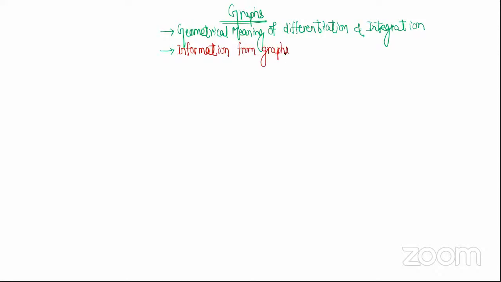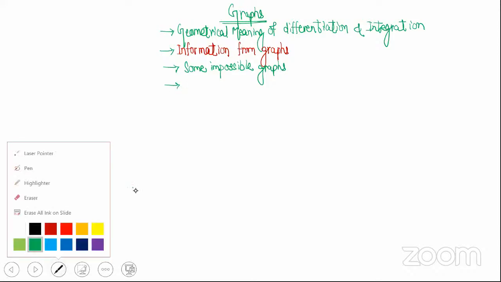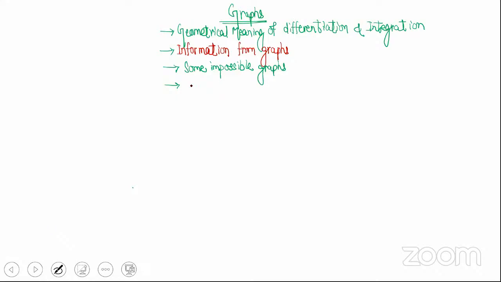ग्राफ दिया होगा, वो ग्राफ में से कौन सा इंफॉर्मेशन मिलेगा, वो इंटीग्रेशन डिफरेंशिएशन यूज करके निकाल सकते हैं, राइट? देन वी विल स्टडी some impossible graphs. कौन सा ग्राफ पॉसिबल नहीं है, क्यों नहीं है, impossible graphs. Then we will study graphs of some standard motion or some standard graphs. कुछ जाने पहचाने मोशन के ग्राफ, है ना?